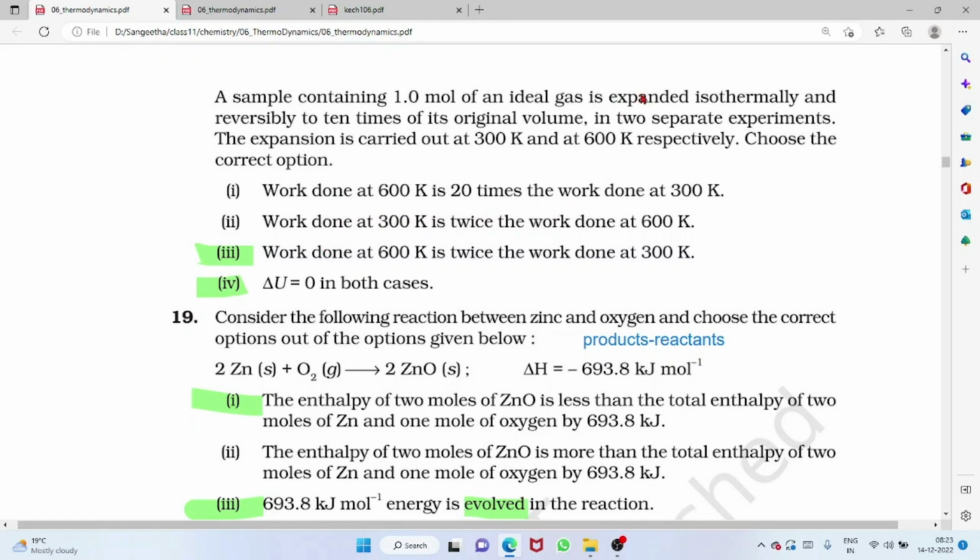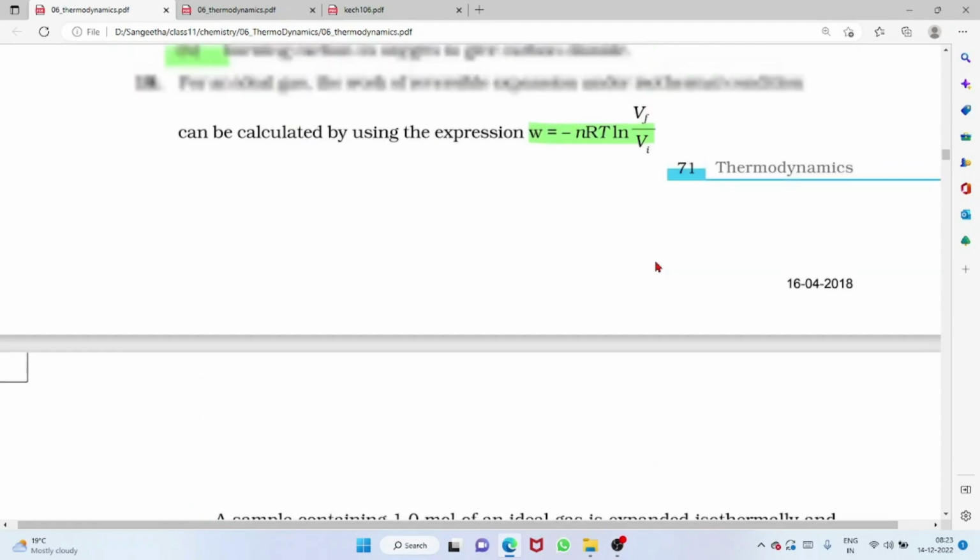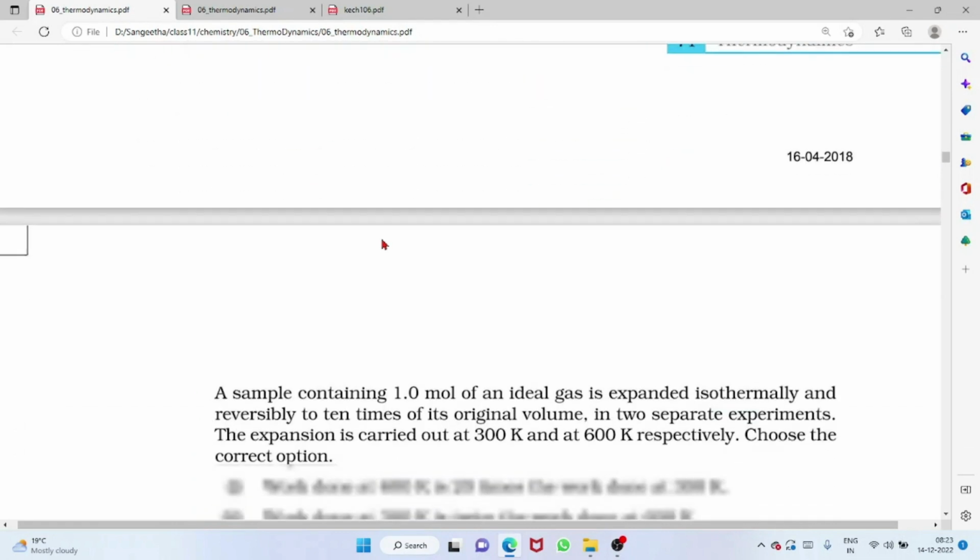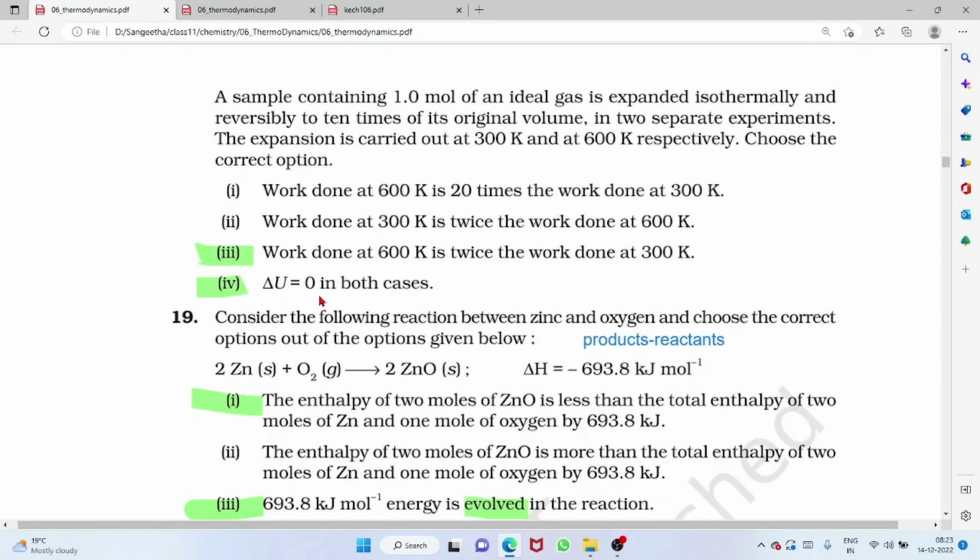Okay, look at this equation and see. Work done at 600 is twice the work done at 300. It is directly proportional to the temperature. Okay, that is correct. Delta U is 0 in both the cases. Okay, that is also correct.